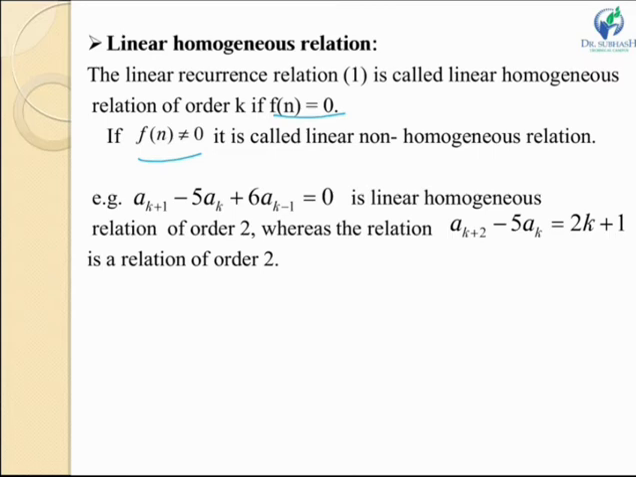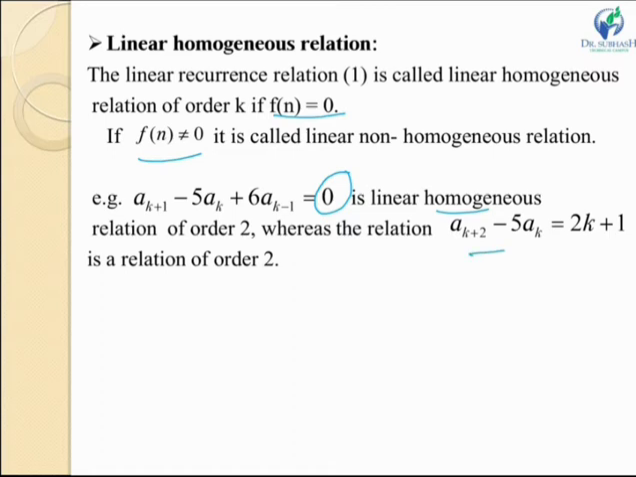For example, a(k+1) minus 5a(k) plus 6a(k-1). Here, see, the function is 0, so we can say that it is homogeneous. And what is the order? The order of the relation will be 2. Okay, now next.